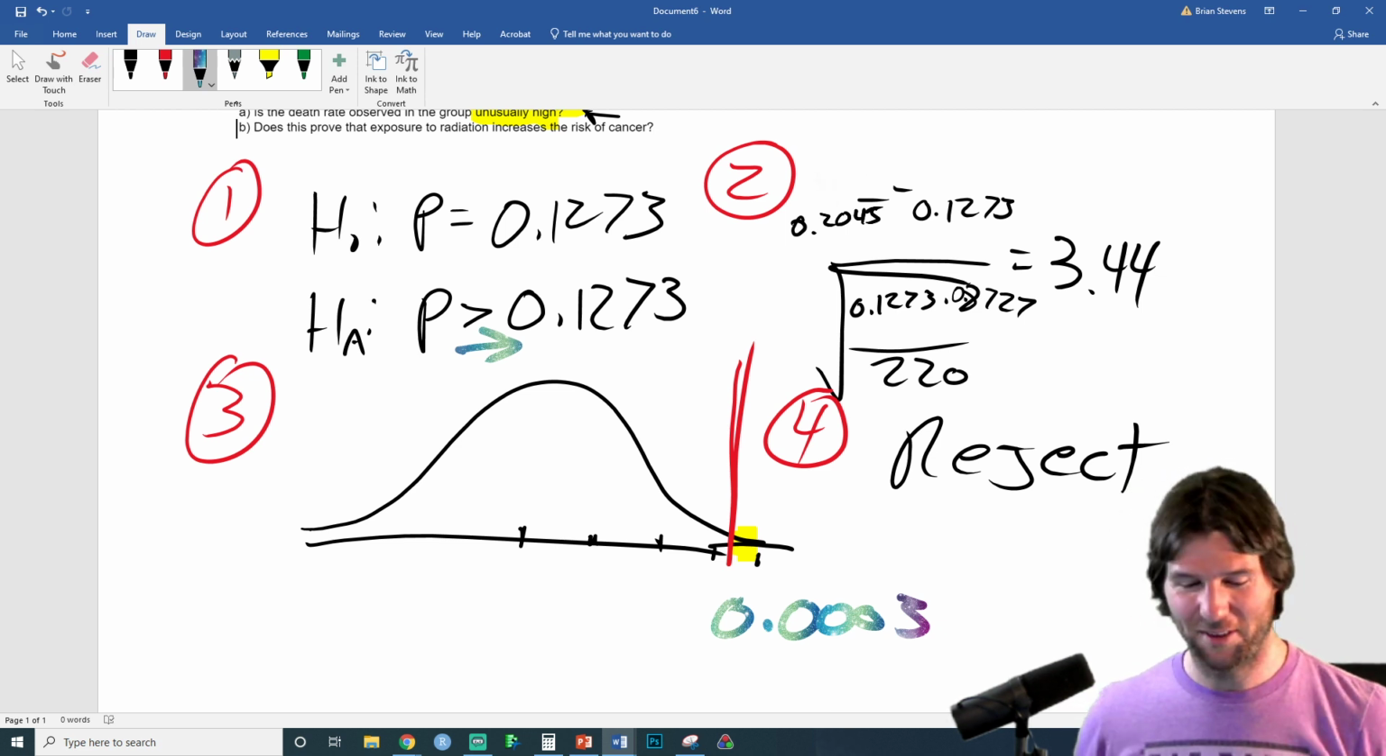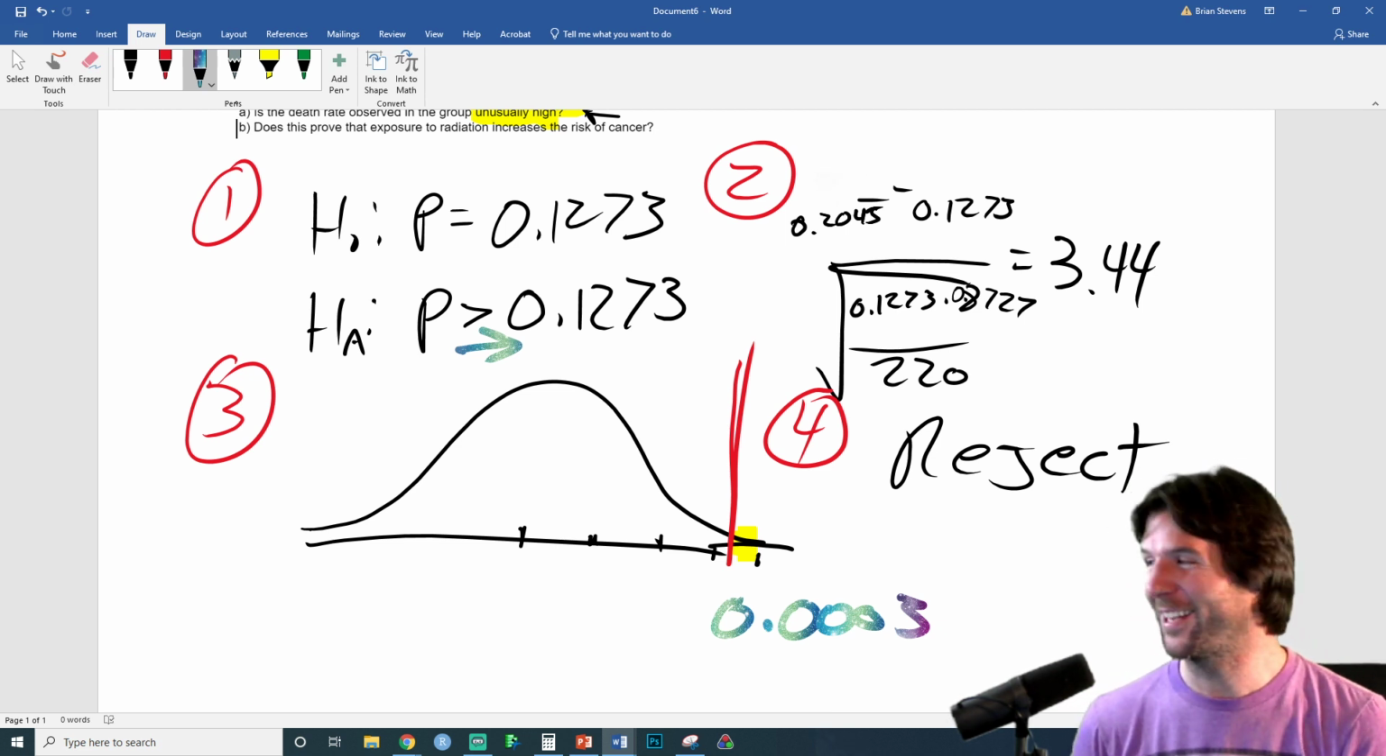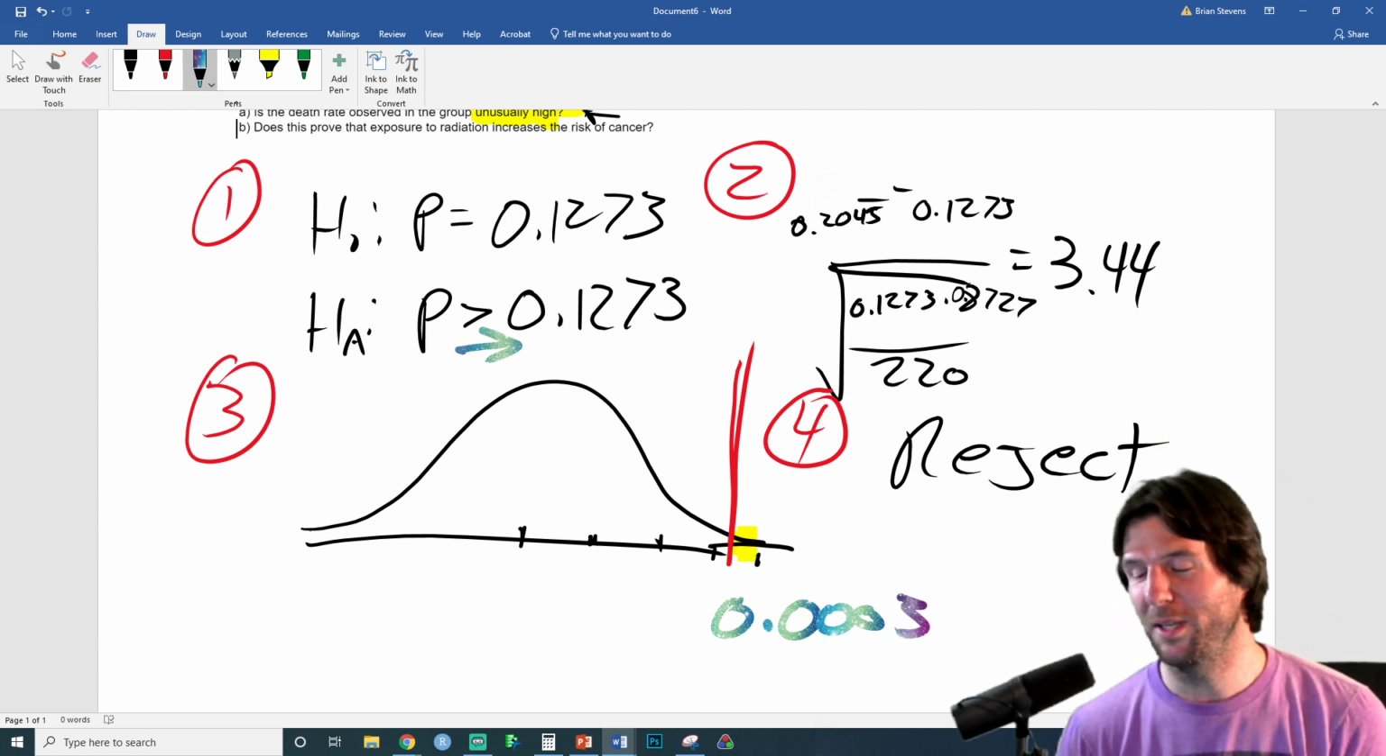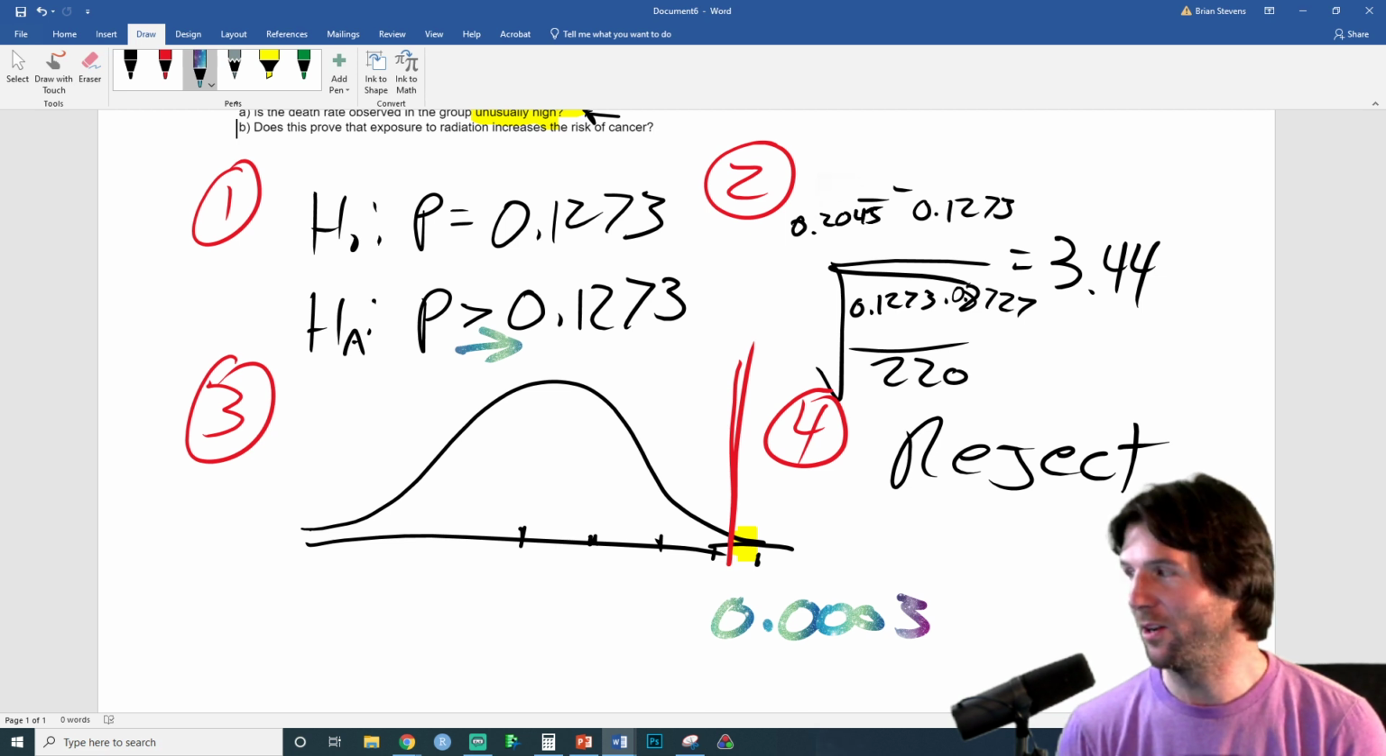So it's definitely very hot under the lights, that's what I'm blaming it on. Can Z be negative? Yep, Z can be negative if your P hat was below P naught.